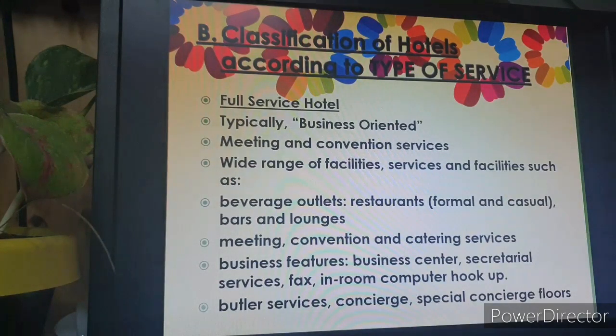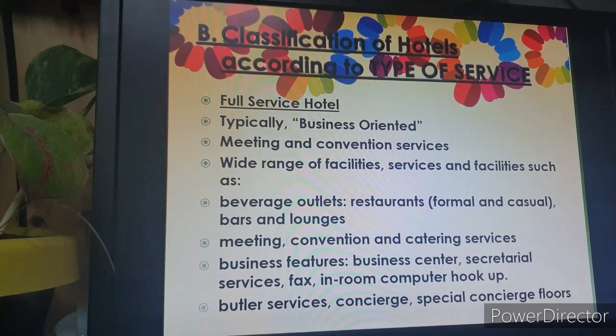Okay, let's move on. Classification of hotels according to type of service. Let's start with the full service hotel. Typically, it's business oriented. They mainly cater to meetings and convention services, with a wide range of facilities and services, such as beverage outlets. For example, they have a restaurant, formal and casual, bars and lounges, meetings, convention and catering services, business features, business center, secretarial services, fax, in-room computer hookup, butler service.